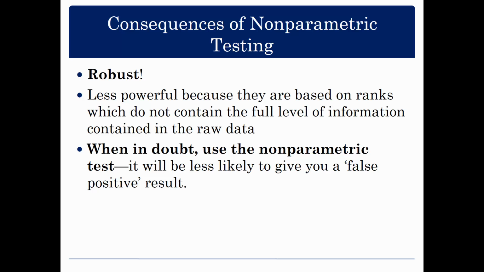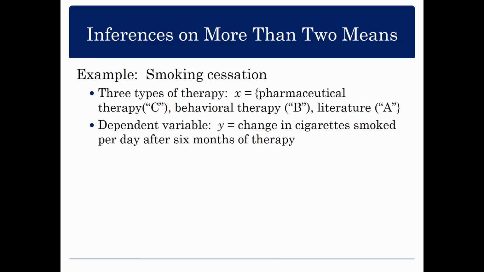Inferences on more than two means, and then we will stop here. This one will not be done in RStudio. It's just to show you the difference between the t-test, which is appropriate only for one or two groups, and when you have more than two groups, you should be doing ANOVA. So this is in smoking cessation. Suppose there are three different types of therapy. One is pharmaceutical, one is behavioral, and one is just the control, like a literature-based. The dependent variable here will be some measure of quitting. So it could be the reduction in cigarettes smoked per day after 6 months.